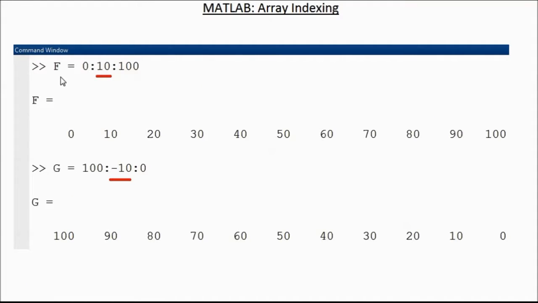Other ways of creating row vectors use the colon operator in the following way. F is defined to be 0:10:100, which produces a row vector starting from 0 and ending with 100, increasing in steps of 10. G is defined to be 100:-10:0, a row vector beginning with 100 and ending with 0 with steps of minus 10.